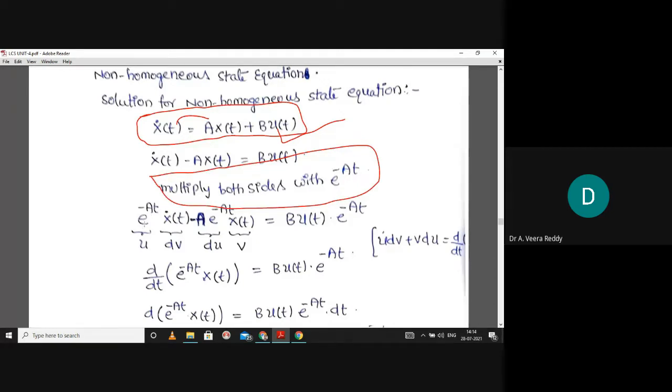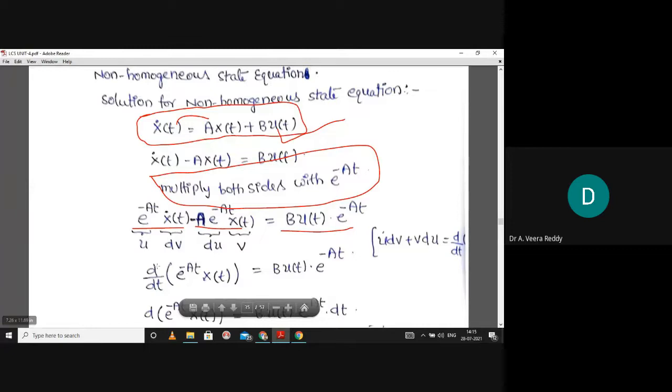So e power minus at x dot of t minus a e power minus at x of t equals b u of t into e power minus at.